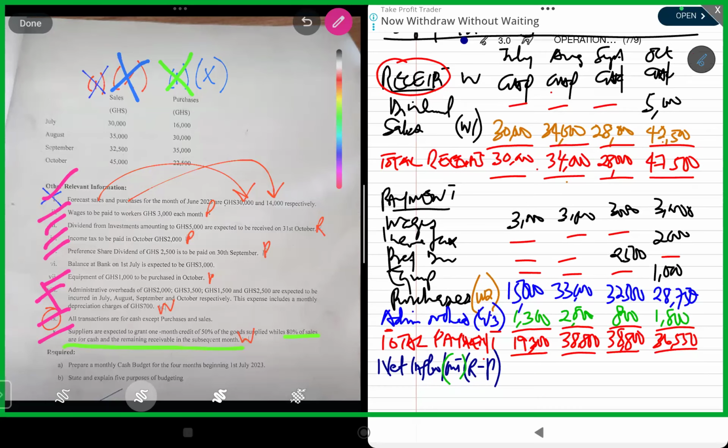Take the month received, month by month, and then subtract the total payment for each month. July. What is the total receipt for July? 30,000. What is the total payment? 19,300. So subtract it from the 30,000. 10,700.